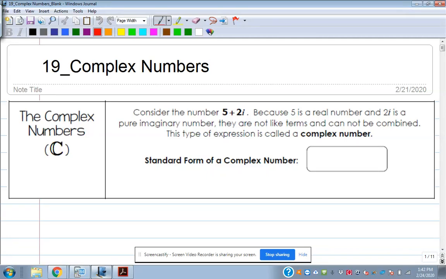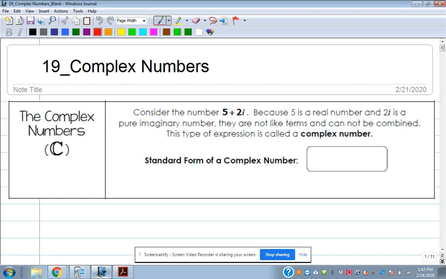All right. So the difference in pure imaginary numbers and complex numbers is that we have a real number portion that's added to the imaginary portion. So you look at that first box there. It says the complex numbers. Consider this number 5 plus 2i. Because 5 is just a regular real number, and 2i is a pure imaginary number. When you put those together, then that forms a complex number, is what that combines to be.